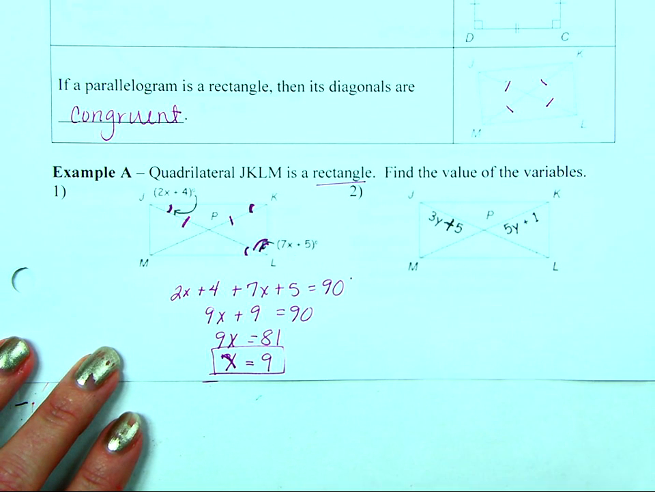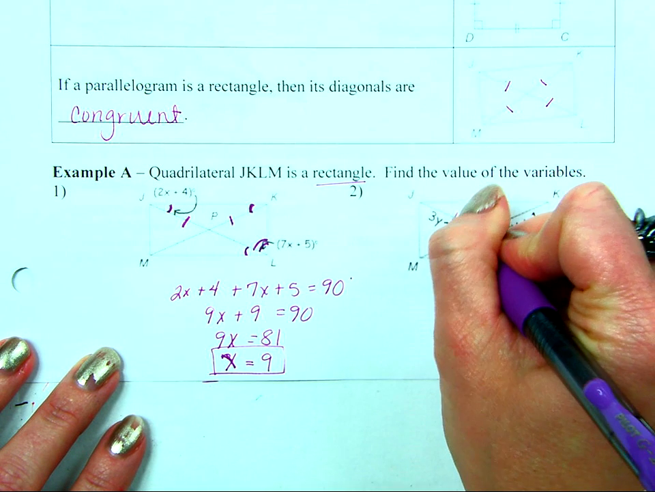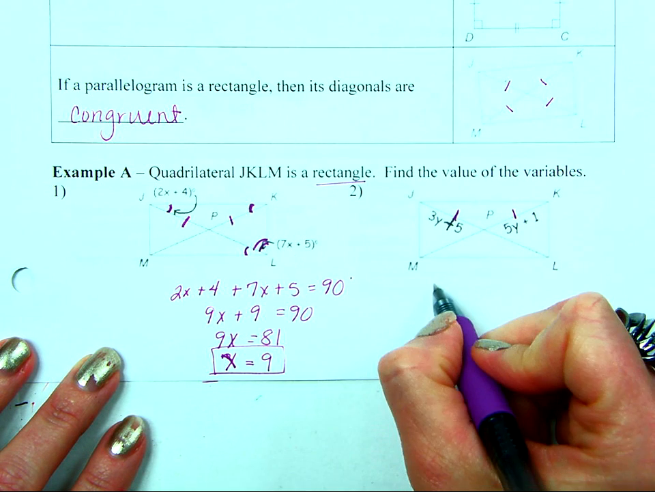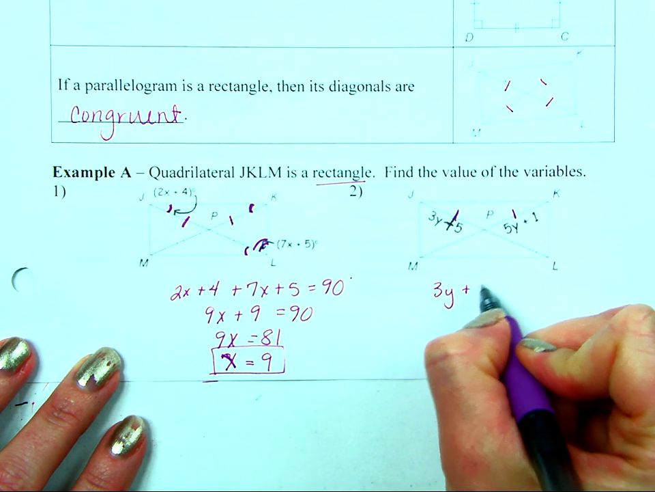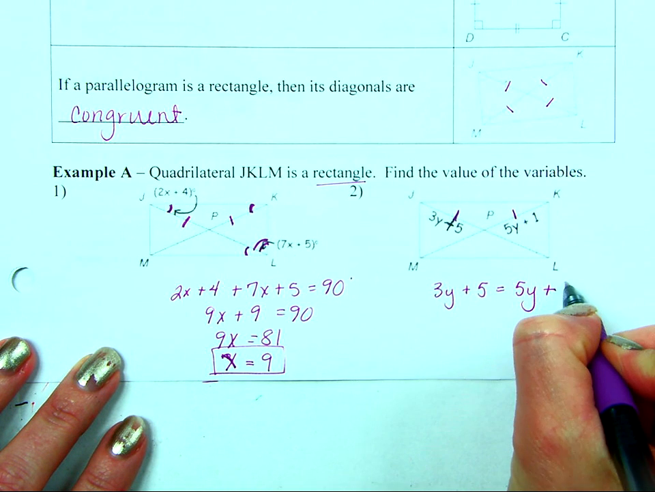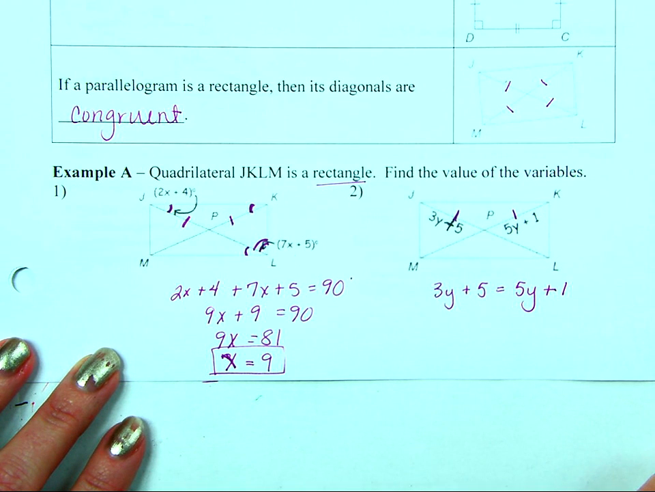Looking at number 2, I'm looking to find my value for y. And here, I'm not looking for an angle measure, but rather a side length, or the length in my diagonals. Well, because my diagonals bisect each other, and they are congruent, these 2 sections are going to be equal to each other. They are going to have the same length. And so I'm going to set 3y plus 5 equal to 5y plus 1, and solve.